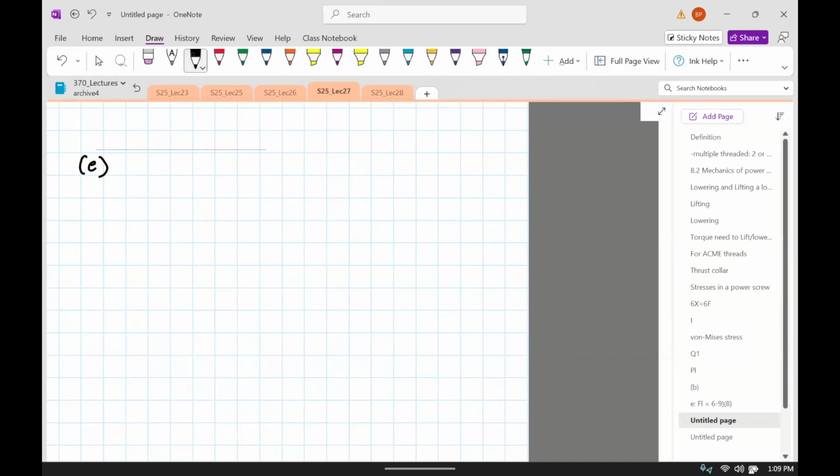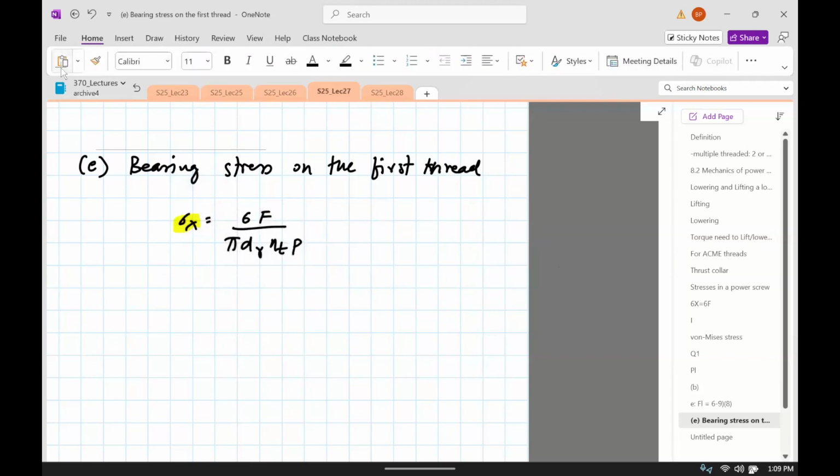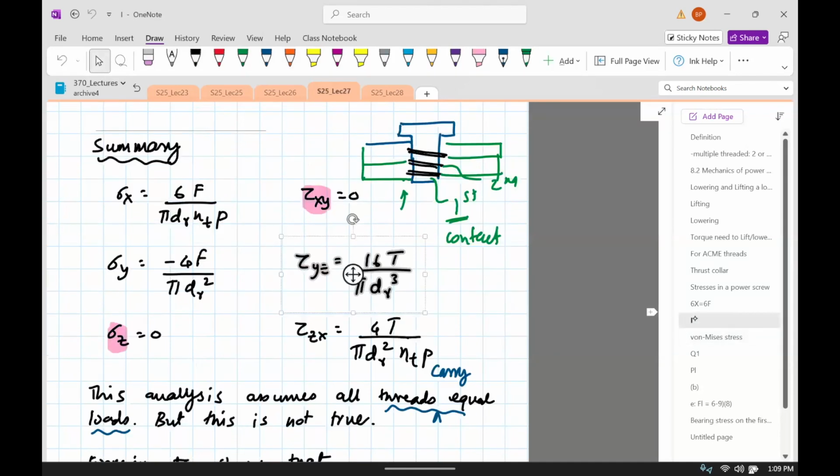So this is part E, bearing stress on the first thread. Now, I'll come to the first thread in just a bit. Let's just paste this. Okay, so this is the general formula. There's something about the first thread which you should know.